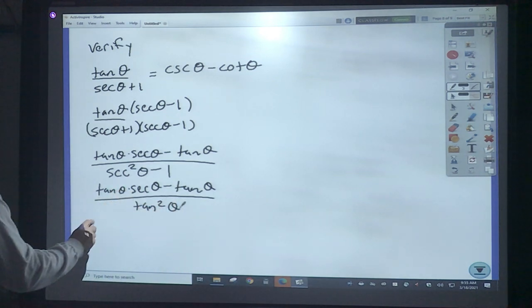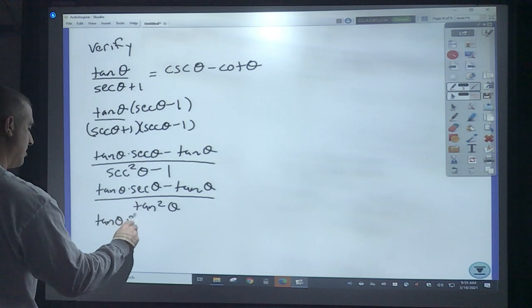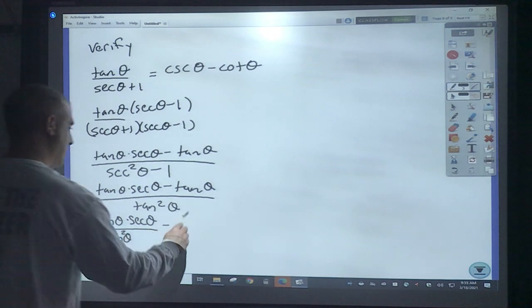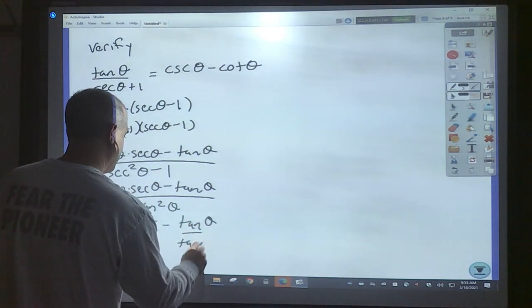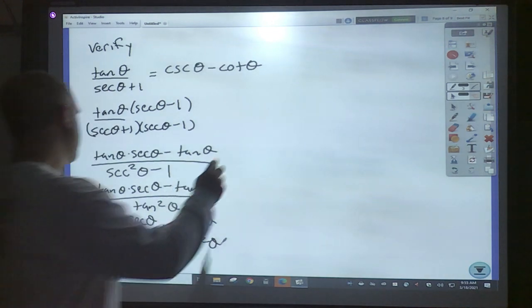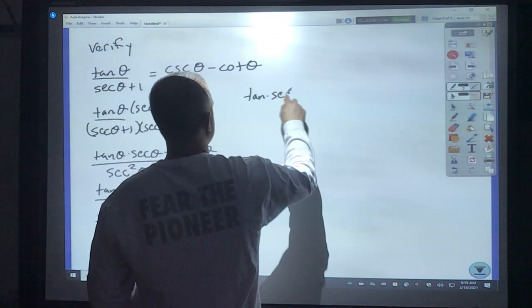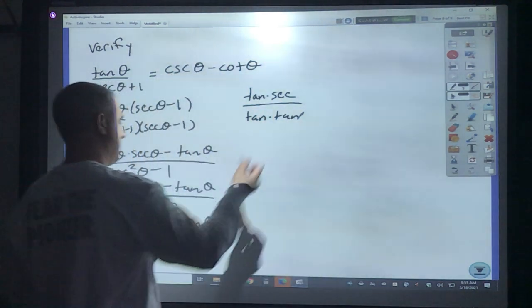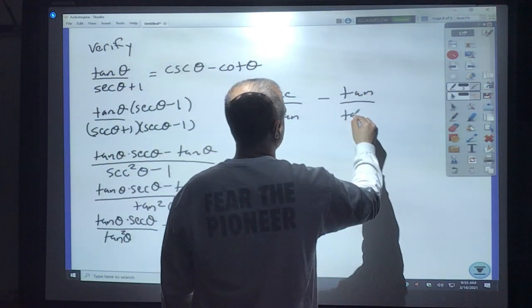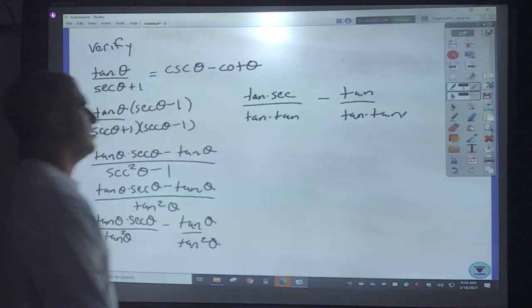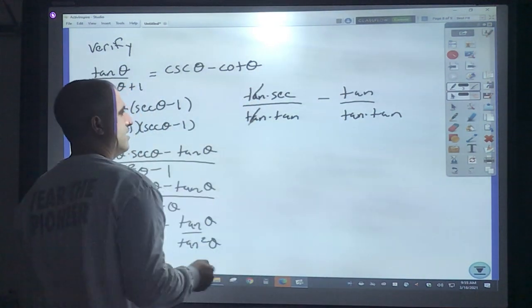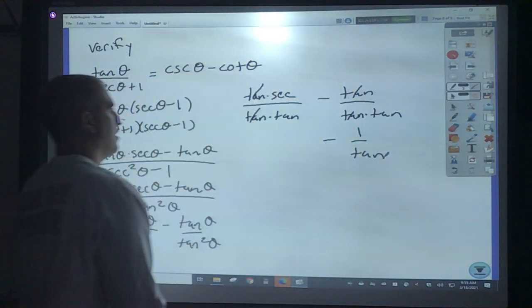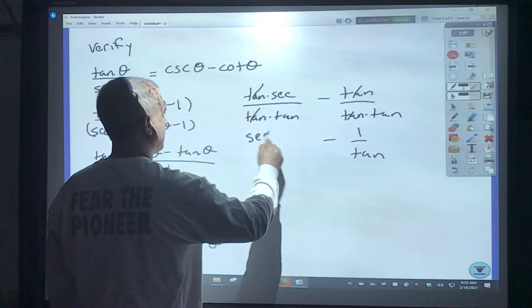So the little math trick here is let's go ahead and separate this. Tan of theta, secant of theta over tan squared of theta minus tan theta over tan squared of theta, okay? Now I'm going to separate the squares. Tan, secant, tan, tan, minus tan, tan, tan. So what's going to happen here, this goes away, this goes away. So I got 1 over tan, and now I got secant over tan.